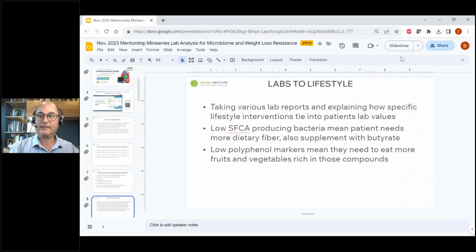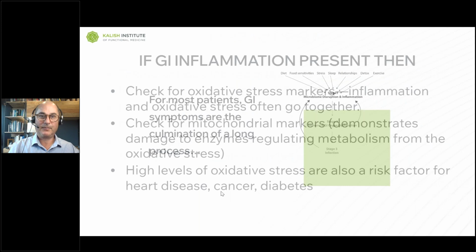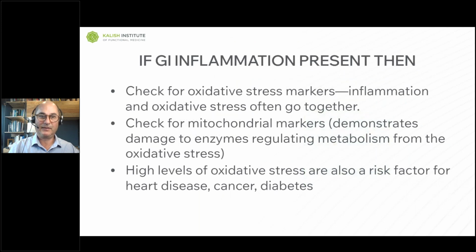Here, let's go back to the slides. Oh, and that's not all. When you're looking at your various stool tests, if you see commensal bacterial markers low, then that's a problem too. Or if you see butyrate low, then that's another problem. We'll look at those when we get to the labs, and we'll look at a bunch of stool tests too. So we're going to skip over some of the slides because we have other stuff to deal with.